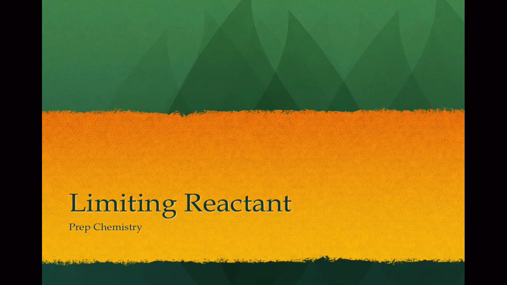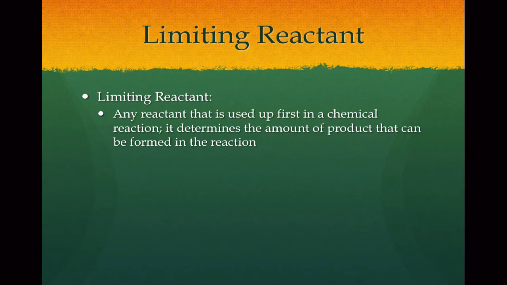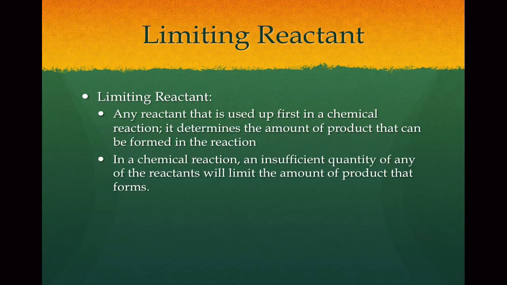Hi, today we are talking about limiting reactants. A limiting reactant is defined as any reactant that is used up first in a chemical reaction. So basically, it's the reactant that runs out and stops the reaction from continuing forward after that. It's responsible for determining the amount of product that can be formed in a reaction, as a reaction can only continue so long as you have all of the reactants required.